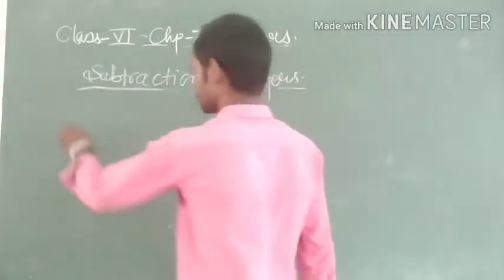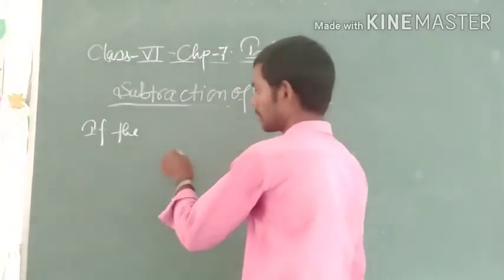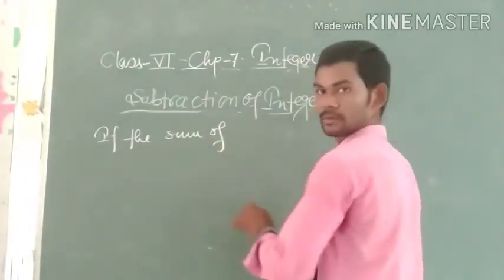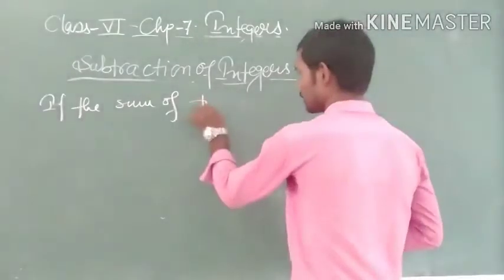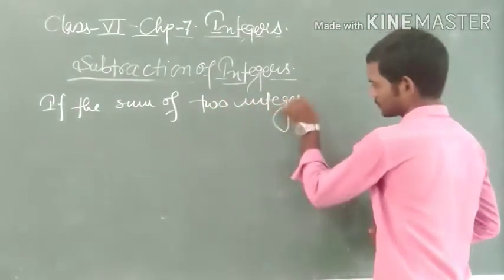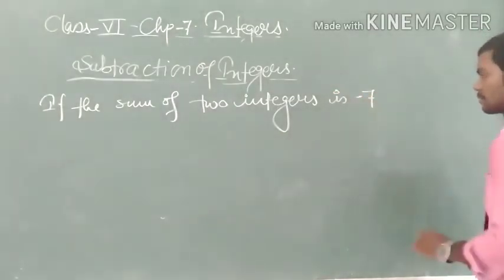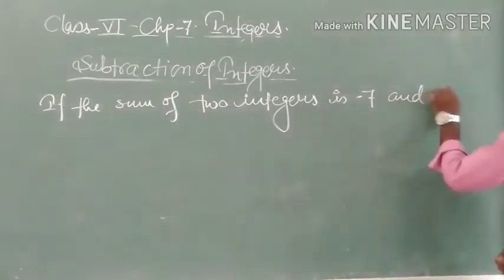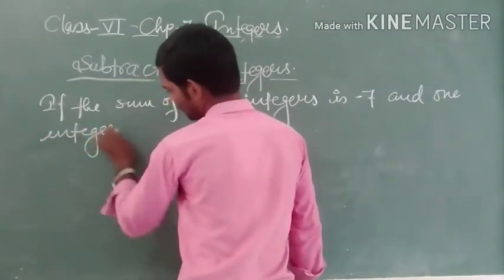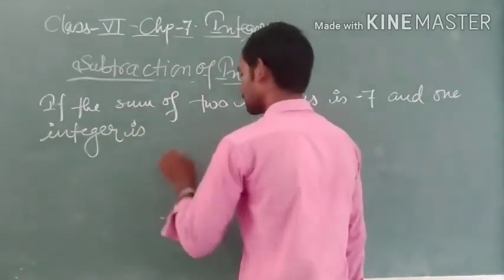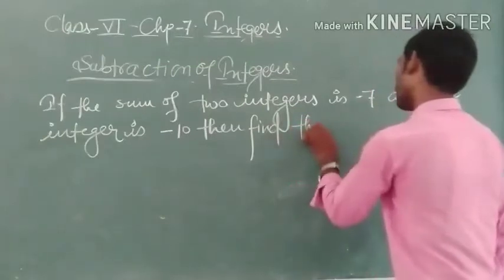Let's see the question. If the sum of two integers is -7 and one integer is -10, then find the other.